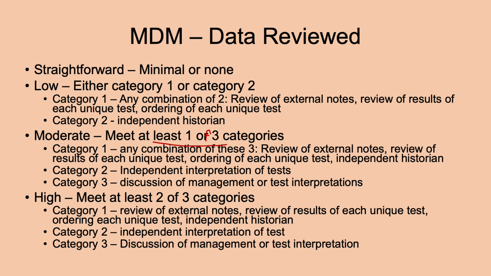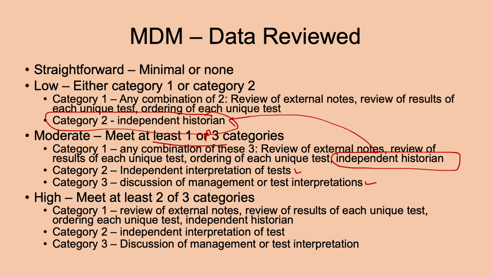For moderate, you need to meet at least one of 3 categories. Category 1, any combination, and these are the same except for this part, independent historian. And here, this is lumped into category 1. For this one, it's its own separate category, category 2. Category 2 for this one is independent interpretation of tests. Category 3, discussion of management or test interpretations.